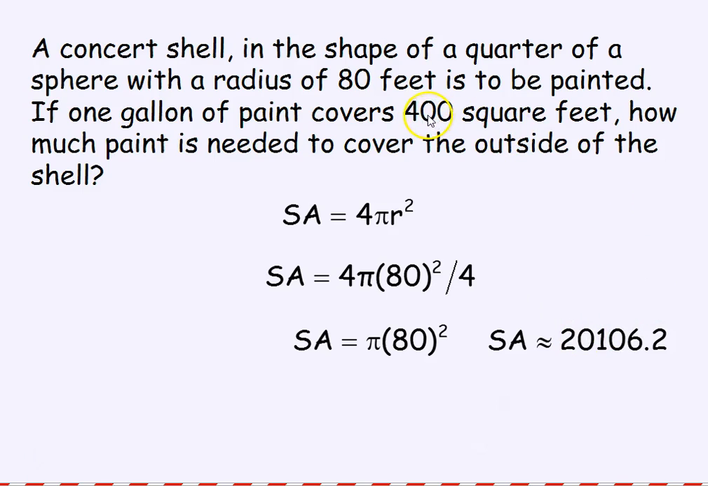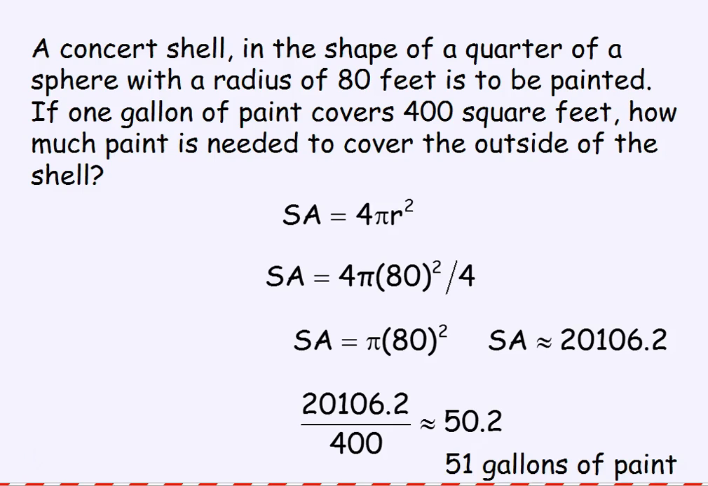400 square feet is what 1 gallon of paint will cover. So we know how many gallons of paint are we going to need. So we'll take the 20,106.2 and divide it by 400, which will give us approximately 50.2. This tells us how many gallons of paint we'll need. So we'll need 50.2 gallons of paint. So if we're going to go to wherever and pick up paint, we're not going to ask for 50.2 because I'm pretty sure they just sell them by the gallon. So we're going to ask for 51 gallons of paint to paint this quarter sphere, which is this concert shell.